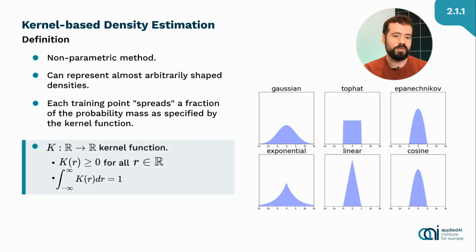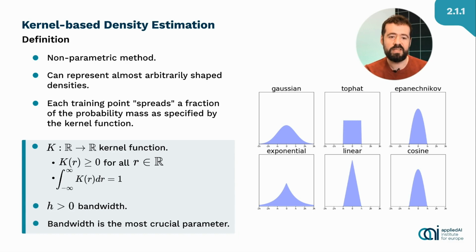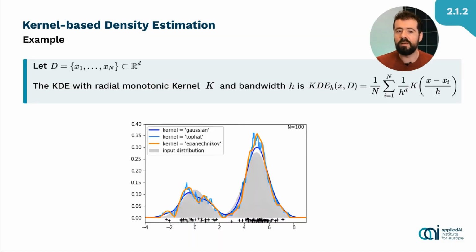So what is a kernel function? A kernel function is a function that maps real numbers to real numbers so that it's always positive and that integrates to 1. So basically that it is a probability density function. The parameter h is the bandwidth of the kernel, and this is actually the most crucial parameter. Okay, now let's look at the role of the bandwidth in the kernel density estimate.